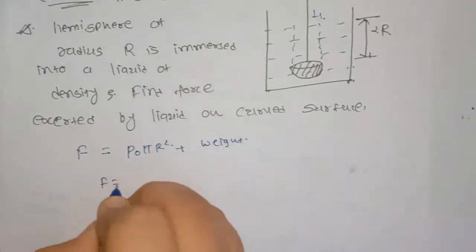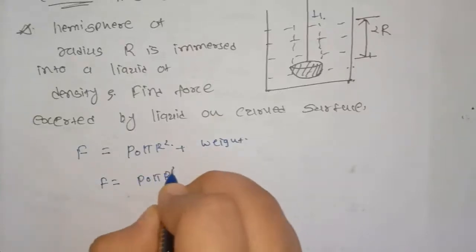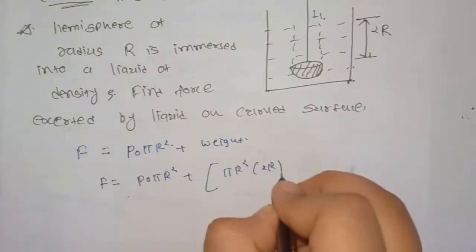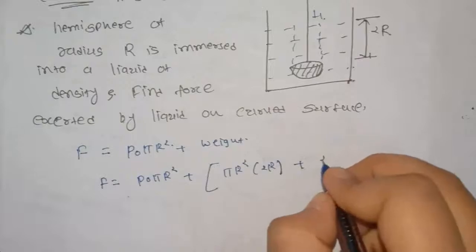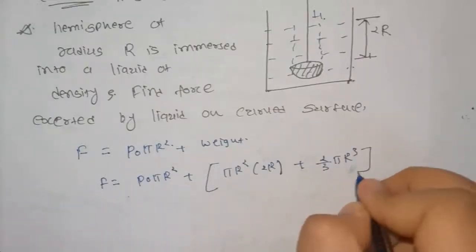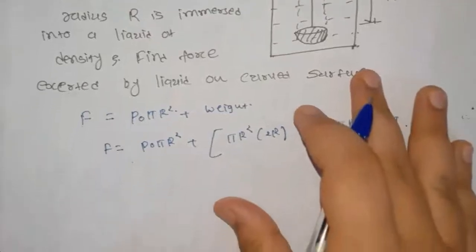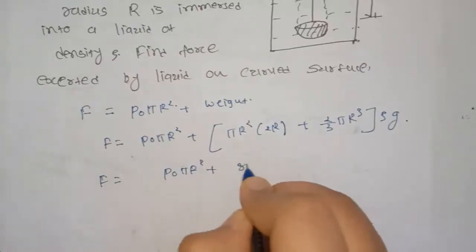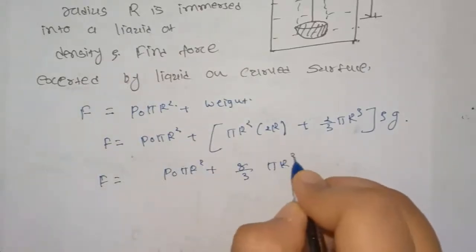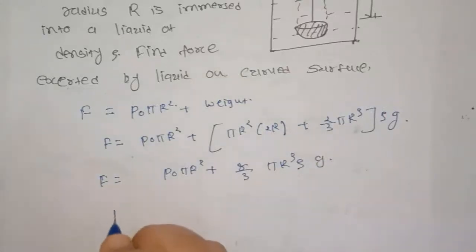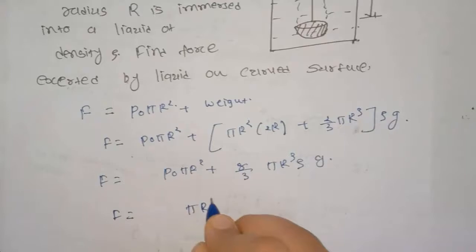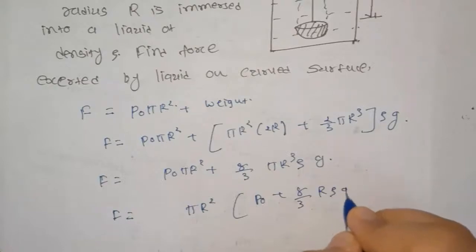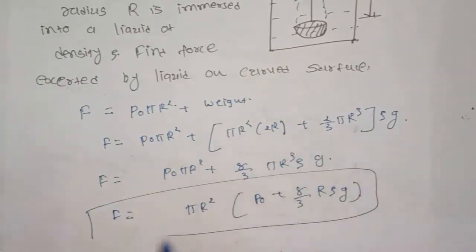So F will be equal to P naught pi r square plus pi r square into 2r, that is curved surface volume, plus 2 by 3 pi r cube into rho g. So force will be P naught pi r square plus 8 by 3 pi r cube rho g. So this will give us the answer. Force is equal to pi r square into P naught plus 8 by 3 r rho g. This will be our answer.